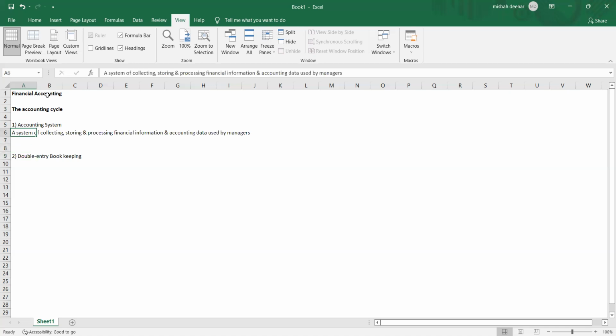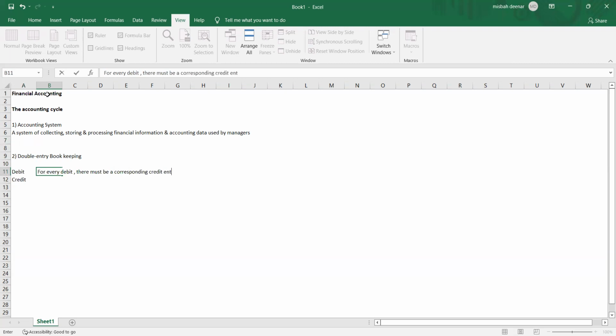So moving on to the double entry bookkeeping. What does double entry mean? In accounting, we will learn that there is a debit and there is a credit. For every debit, there must be a corresponding credit entry. And likewise, for every credit, there must be a corresponding debit entry.